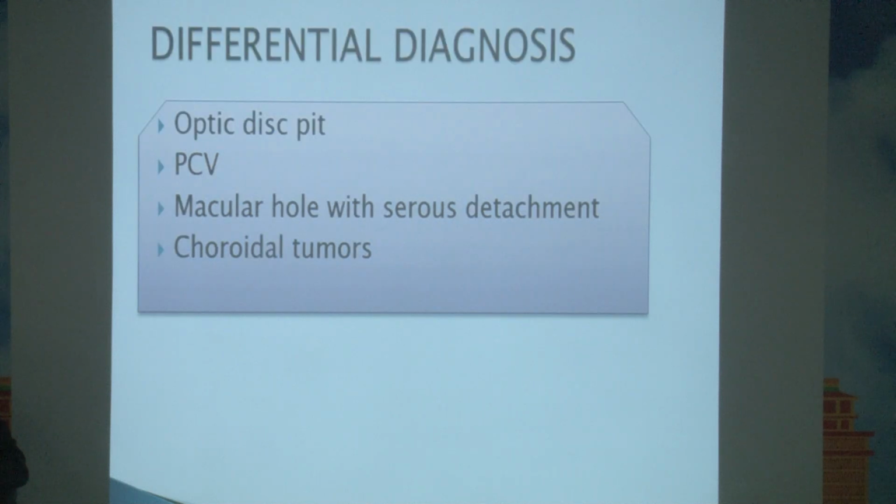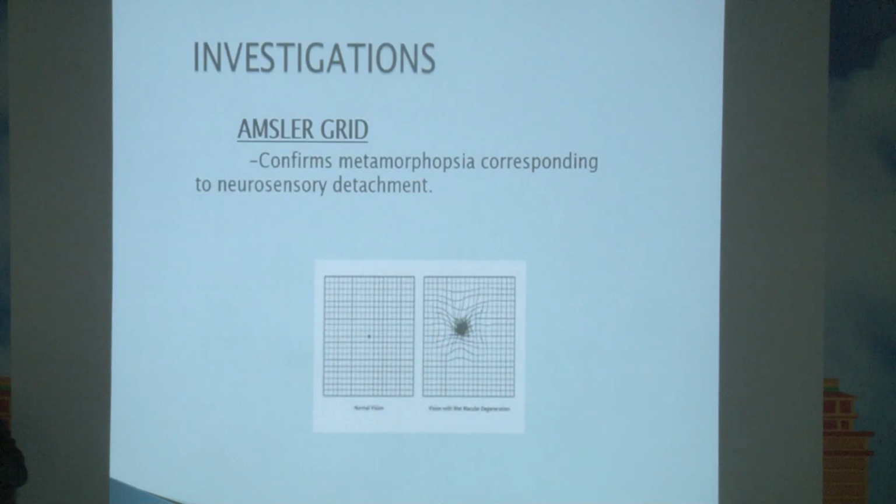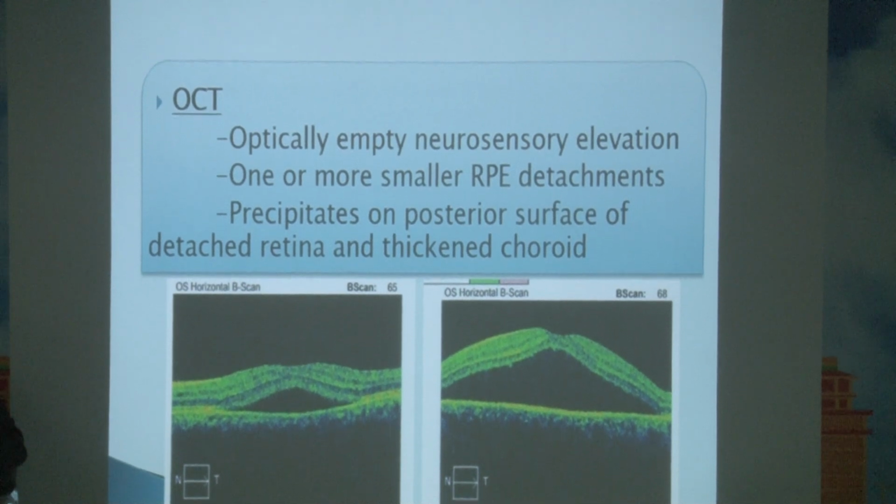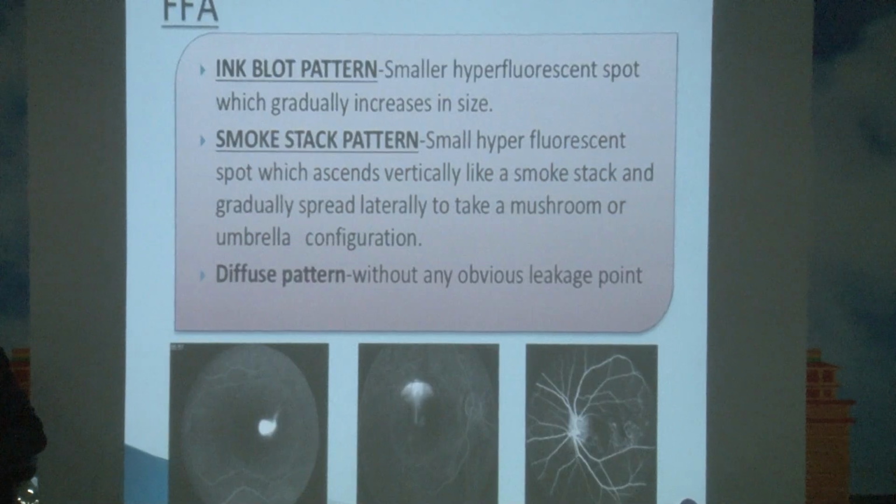Differential diagnosis: there are many things, but CSR is very typical. You can differentiate from optic disc pit, PCV, macular hole with serous detachment, and choroidal tumors. Investigation: the most common investigation we do in the OPD is the Amsler grid test, which detects early changes in the macula. Then OCT, really diagnostic of this disease, shows a serous space in the macular retinal layers, and sometimes one or more smaller RPE detachments. Sometimes you get precipitates on the posterior surface of the detached retina and a thickened choroid. A very typical picture of CSR.